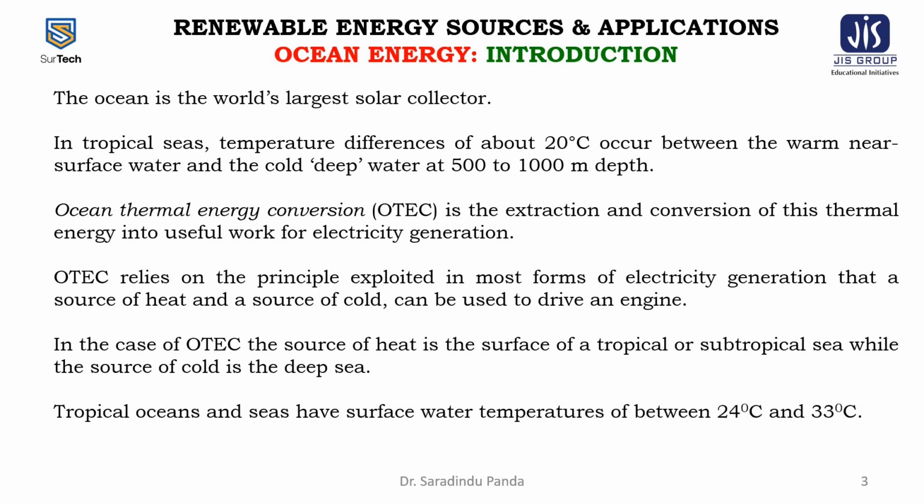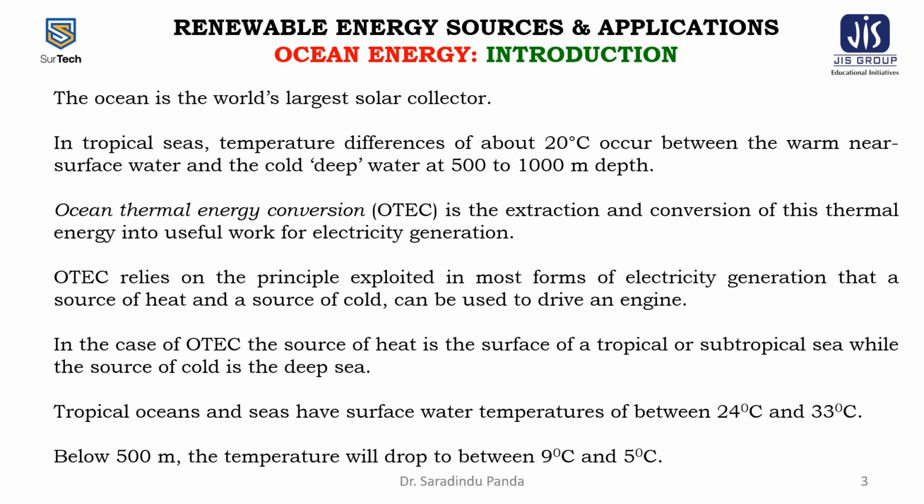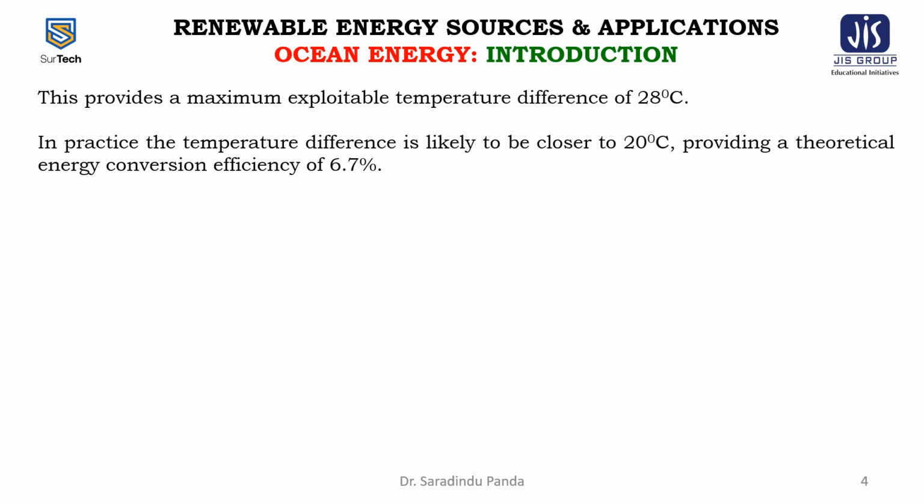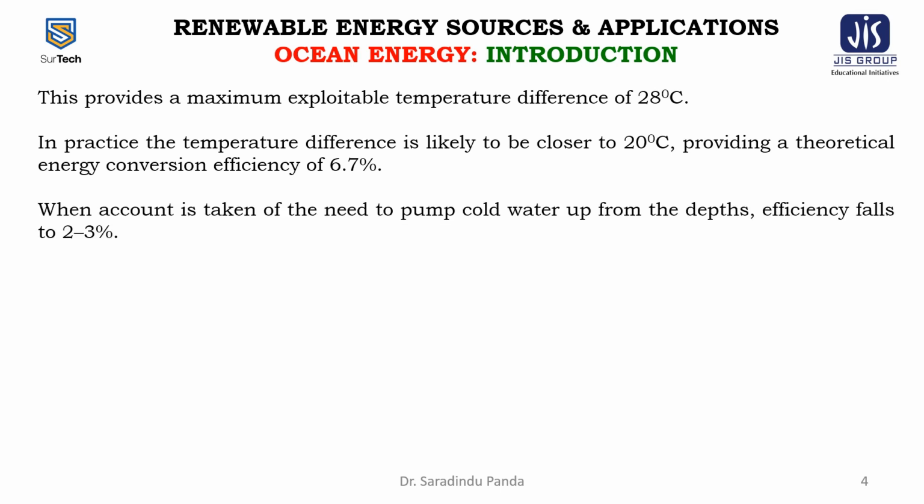The tropical oceans and seas have surface water temperatures of between 24 degrees centigrade and 33 degrees centigrade. Below 500 meters, the temperature will drop to between 9 degrees centigrade and 5 degrees centigrade. This provides a maximum exploitable temperature difference of 28 degrees centigrade. In practice, the temperature difference is likely to be closer to 20 degrees centigrade, providing a theoretical energy conversion efficiency of 6.7%. When account is taken of the need to pump cold water up from the depth, efficiency falls to 2 to 3%.